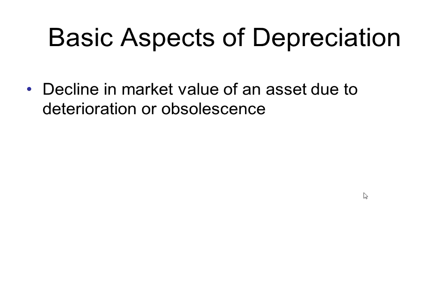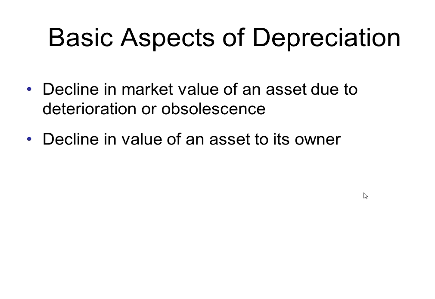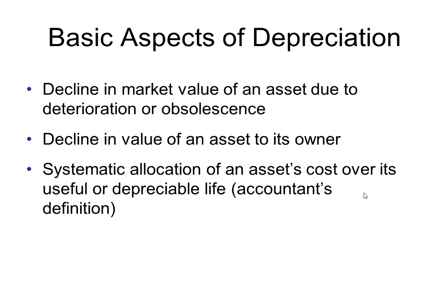Decline in the market value of an asset due to deterioration or obsolescence is known as depreciation. There could also be decline in the value of an asset to its owner. And the systematic allocation of an asset's cost over its useful or depreciable life is basically an accountant's definition of depreciation.